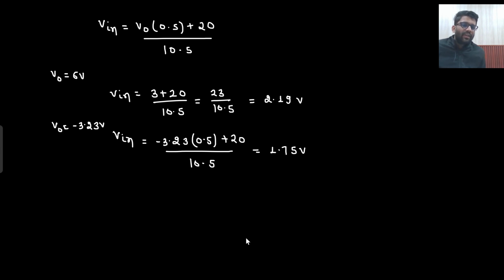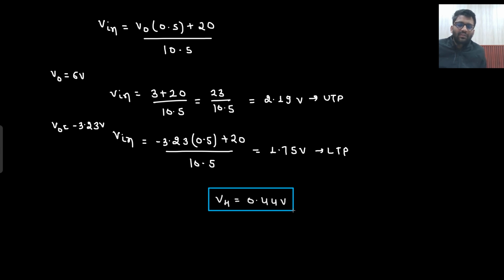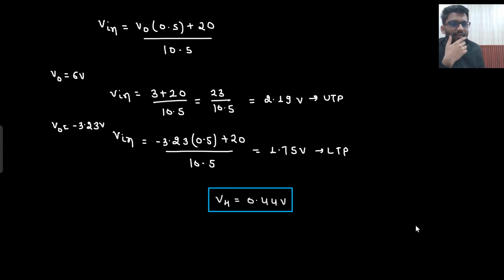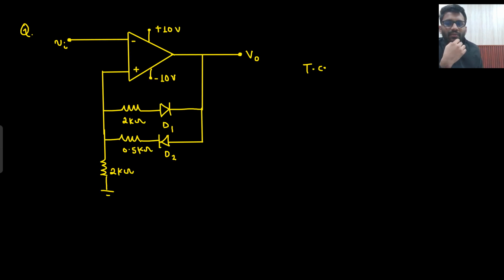Now our UTP and LTP are both different. So you can draw the characteristics. Characteristics will be the same only. Here I am just writing hysteresis width. This will be your UTP. This will be your LTP. Right? So 2.5 plus 1.9, that will be 0.44 volt. So this will be your hysteresis width. So in this manner we will solve the problem in the examination. Well and good. Let's go to the next question.